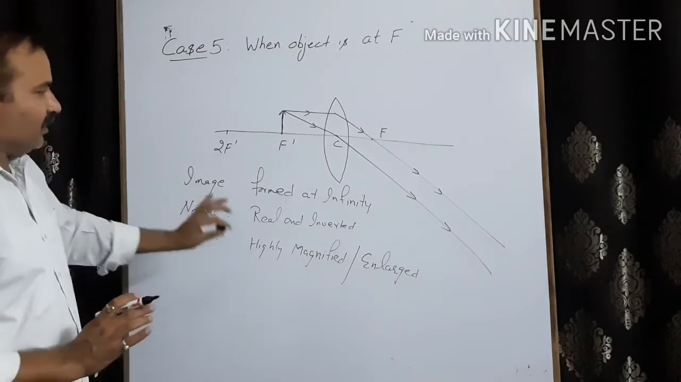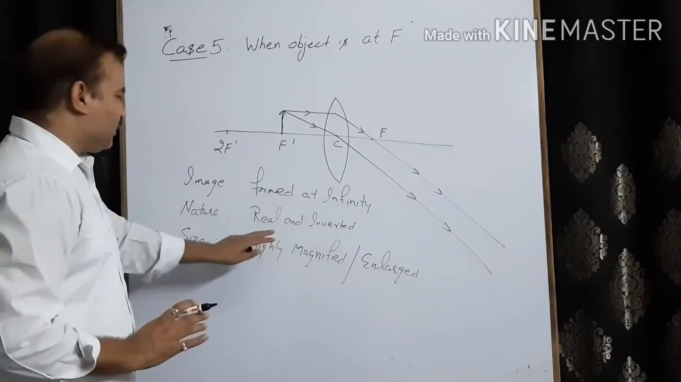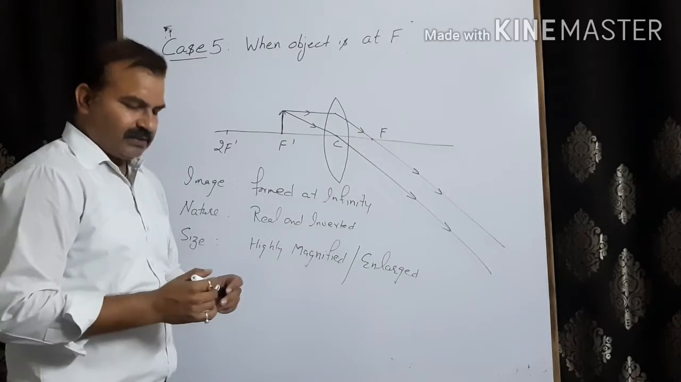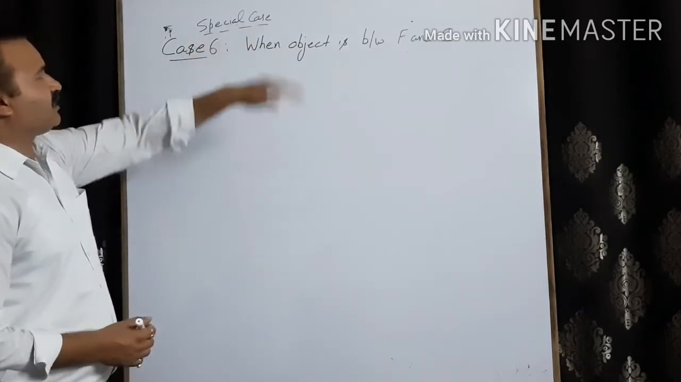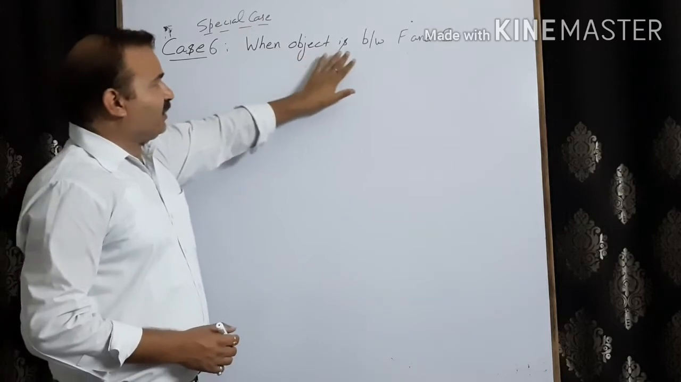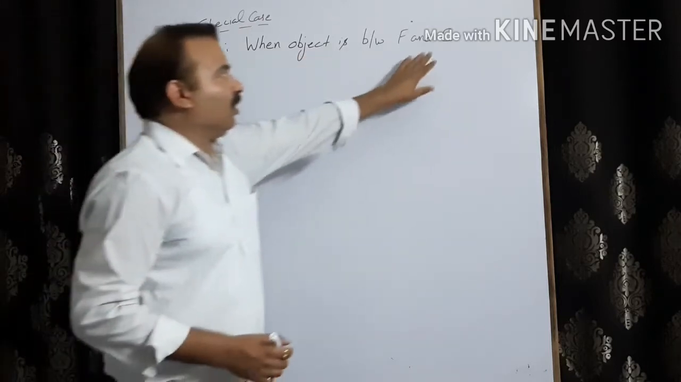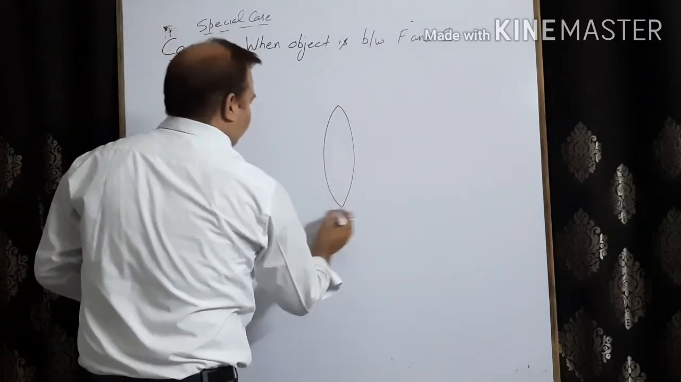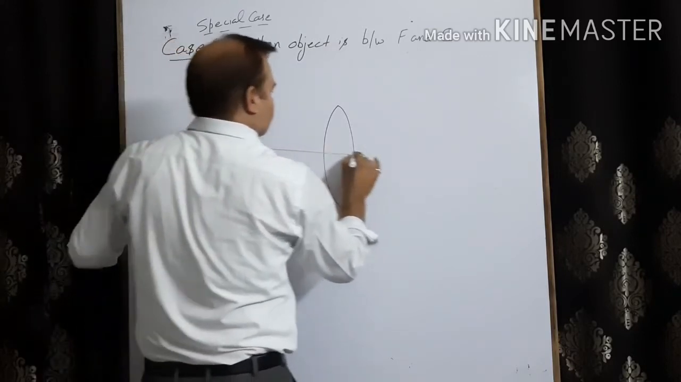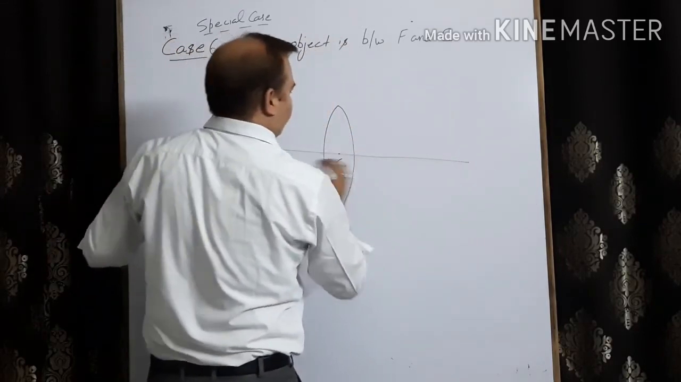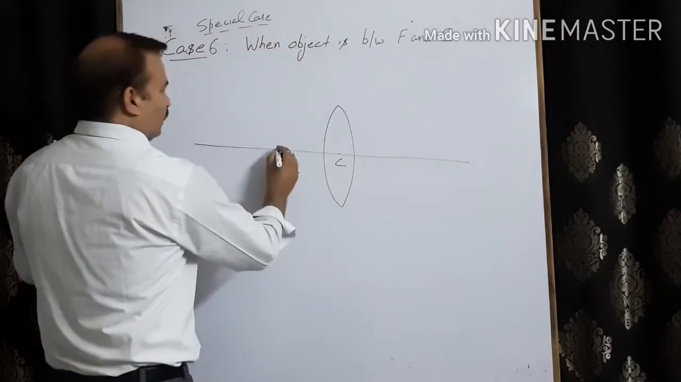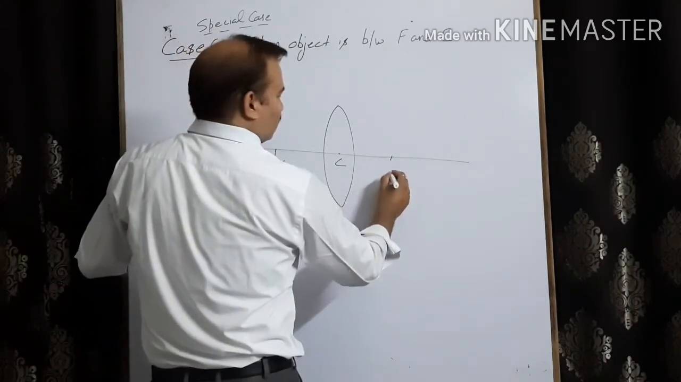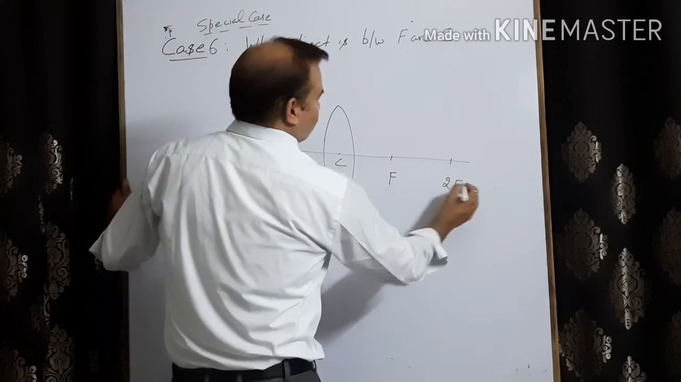Now, as I was telling you, till here, in the first five cases, the nature of the image is real and inverted. Now the last case, the sixth case, I have written here as the special case. This is the case when the object is between the focus and the optical center C. This is a convex lens, this is the principal axis passing through the optical center C, this is the focus F dash, this is twice the focus 2F dash. On this side the focus is F and on this side twice of F.